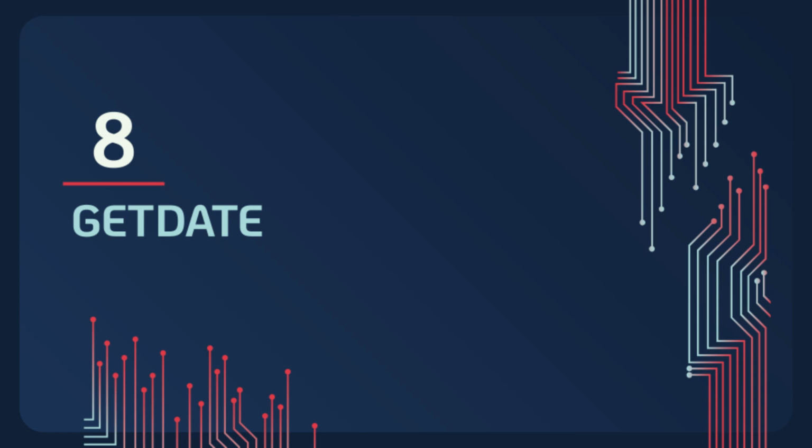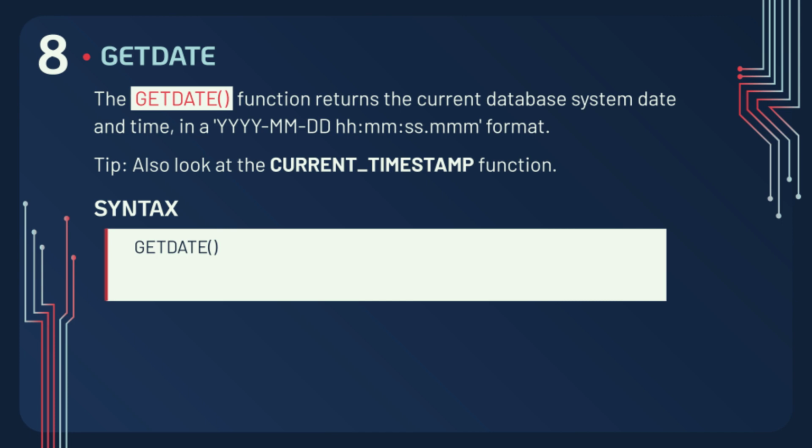And with that, let's now head into the GETDATE function. Now, the GETDATE function returns the current database system date and time in a year, month, date, hour, minute, second, millisecond format. So you can also look at the current timestamp function because it works the same. So the GETDATE function is basically the same as the current timestamp function, where the result upon executing will be the date and time from your database system.